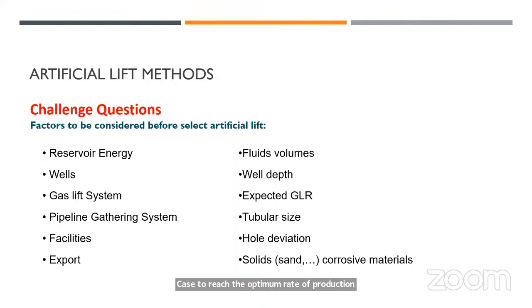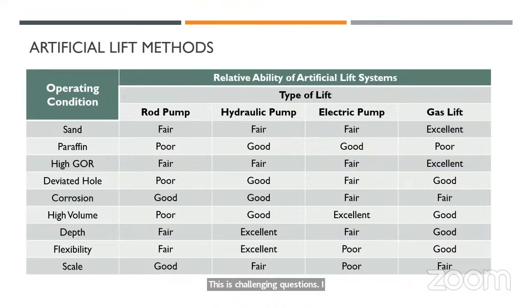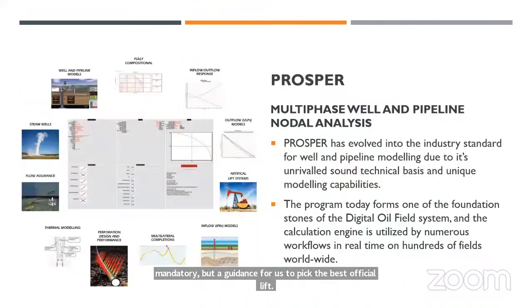So we have a lot of challenge questions to pick the best artificial lift method, or keep the well flowing naturally. These challenge questions will give us the selection criteria of the artificial lift method. So the operating condition, as we said before, the operating envelope will control the selection of the artificial lift system. Whether we have high volume, we need to go for ESP pump, electric pump. Whether we have high GOR, we need to go for gas lift. This is a guidance, not a mandatory, but a guidance for us to pick the best artificial lift system for our well.